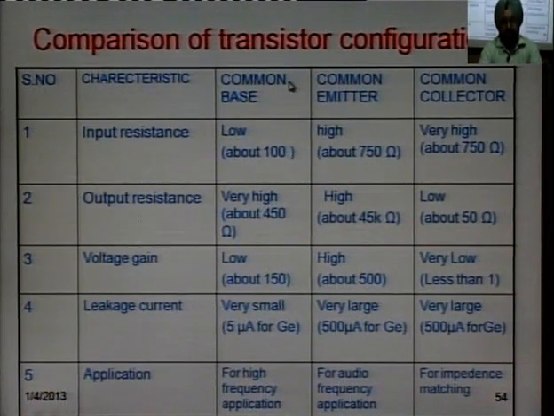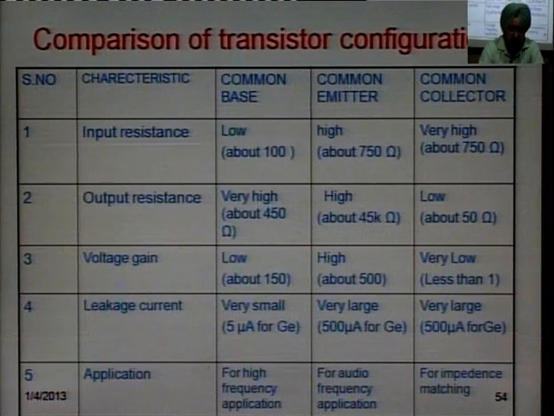Now, let us compare different configurations: common base, common emitter, common collector. Input resistance in the case of common base is low, in the case of common emitter it is high, and if you use it as a common collector it is very high. Output resistance of common base is very high, common emitter is high, common collector's output resistance is low. Voltage gain of common base is low, voltage gain of common emitter is high, voltage gain of common collector is again very low.